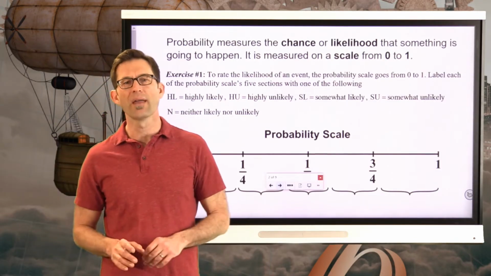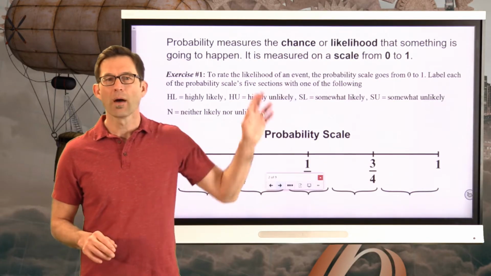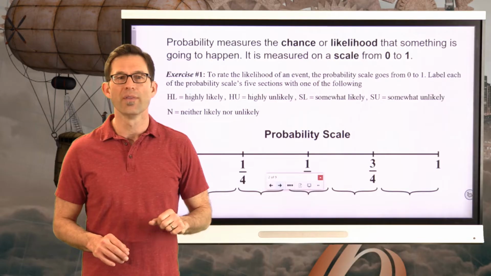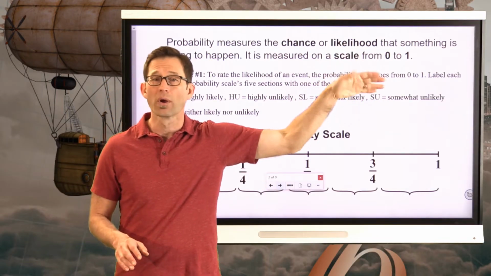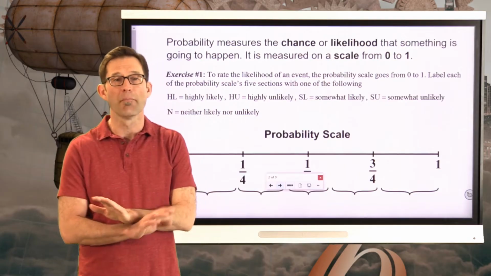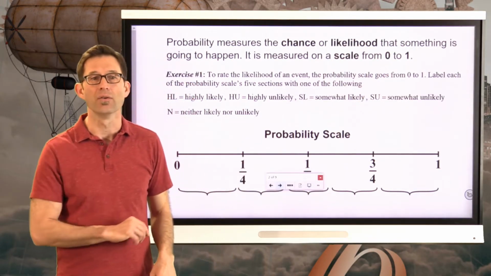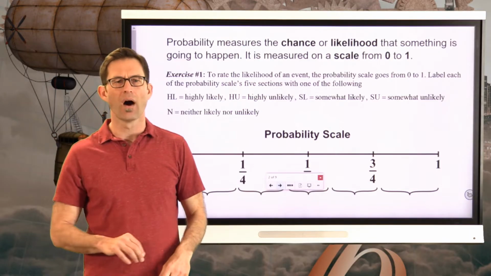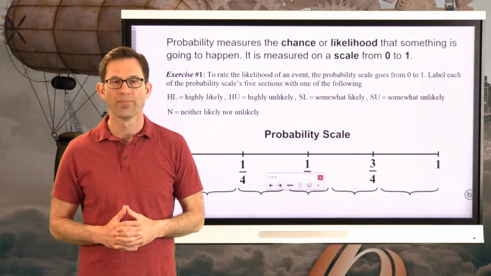Now, before we get into that, we want to talk about the probability scale. Probability measures the chance or likelihood that something's going to happen, and it's measured on a scale from 0 to 1, where 0 means the thing is impossible, and 1 means it's guaranteed. It's going to happen. So let's take a look at exercise number 1.